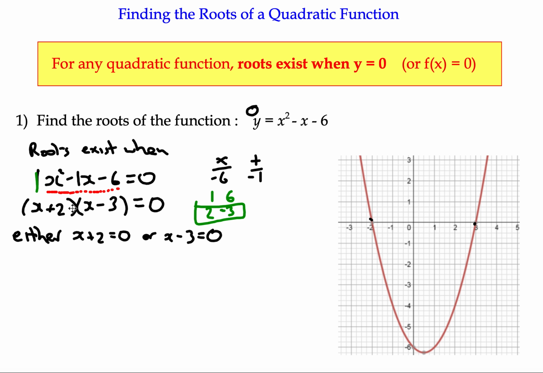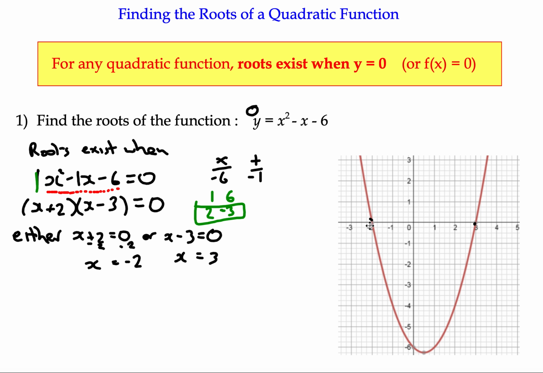In order for this equation to be true, one of those bracket numbers has to have the answer 0. So we can split it up and say either x plus 2 equals 0 or x minus 3 equals 0. And the good news about that is it's just a wee mini equation. If we take away 2 from both sides, we end up with x equals negative 2. And if something take away 3 gives you 0, it has to be x equals 3 is the answer.